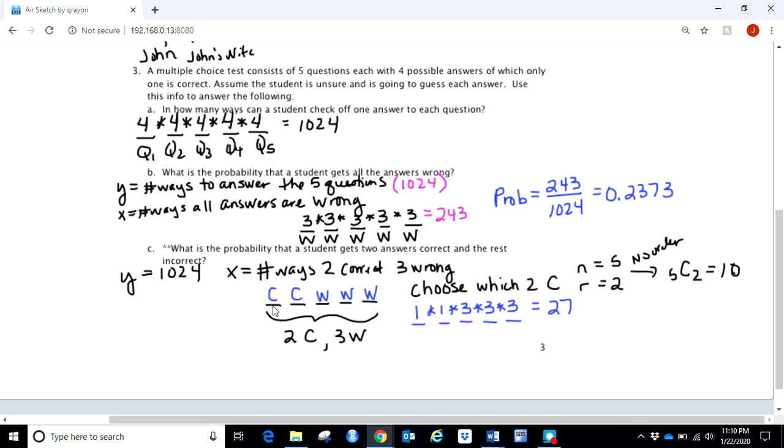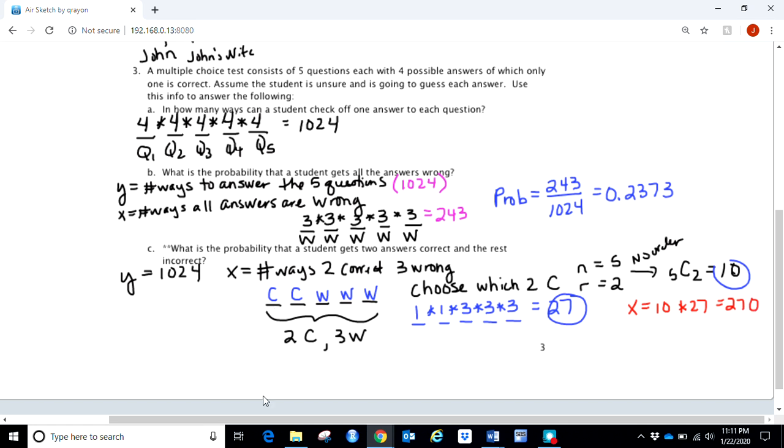But now I've got to figure out what to do. I have this 10 that I found before and this 27. So what we're actually going to do is multiply those 2 values together. So to get our x, it is going to be 10 times that 27 to give us 270.